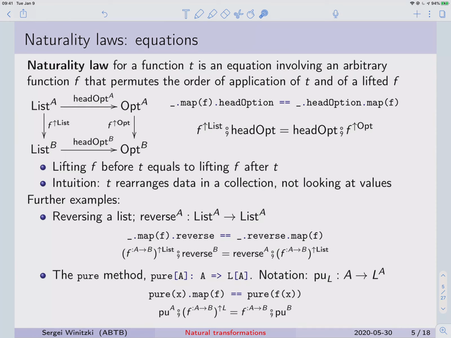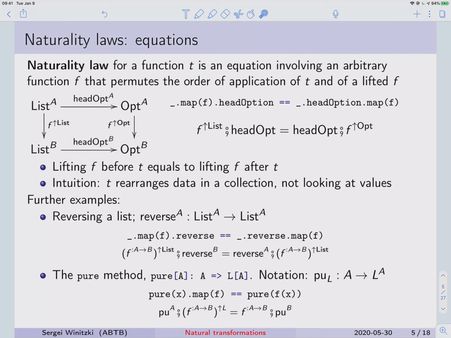So another example would be reversing a list. So again, you can first map and then reverse the list, or you can first reverse the list and then map. The result is the same. Another example is the pure method, which is defined for a number of type constructors, which is a function with type signature like this, and I denote it with a short pu, which is helpful because pure is used a lot in derivations.